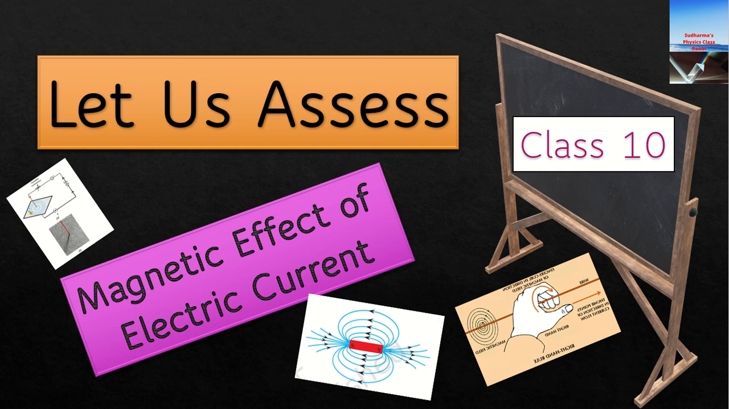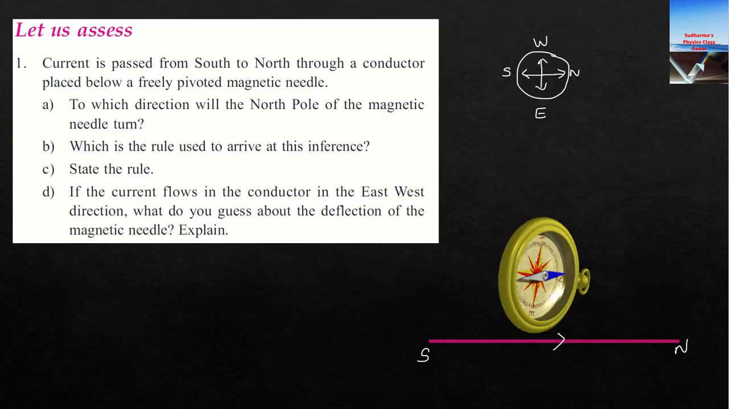Today we are going to do the question answer part from the chapter magnetic effect of electric current. So let's assess what we have learned. So let's start from question number 1.